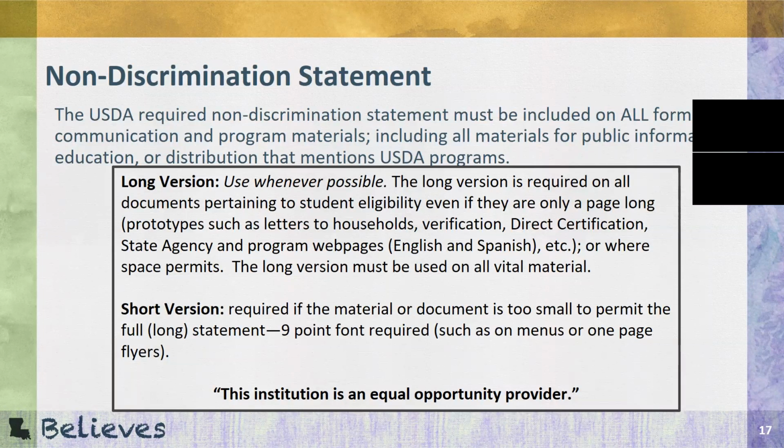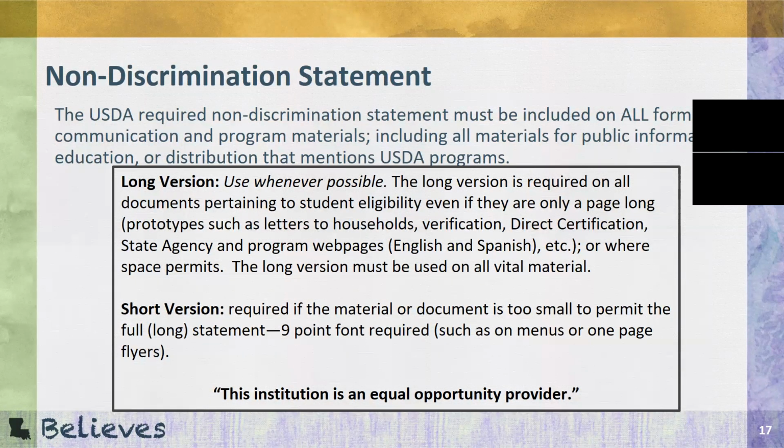The USDA non-discrimination statement must be included on all forms of communication and program materials. Program materials include all public information and education. The long version of the non-discrimination statement is required on all documents pertaining to student eligibility, such as prototypes of letters to the household, verification, and direct certification.